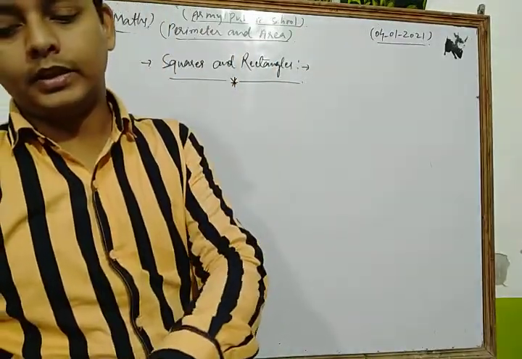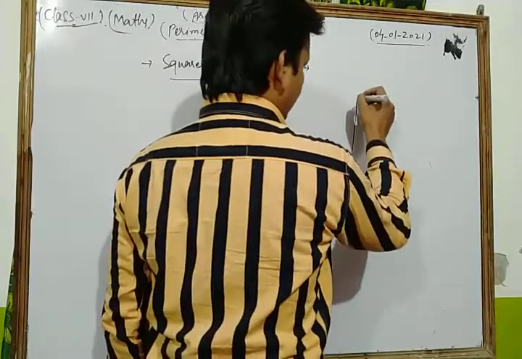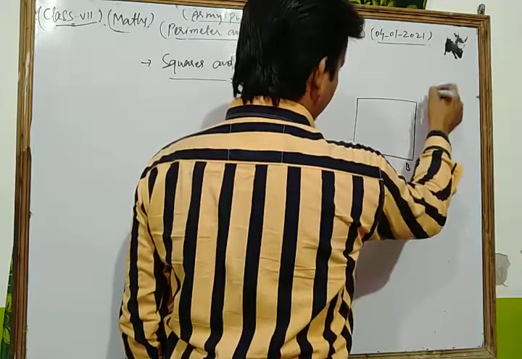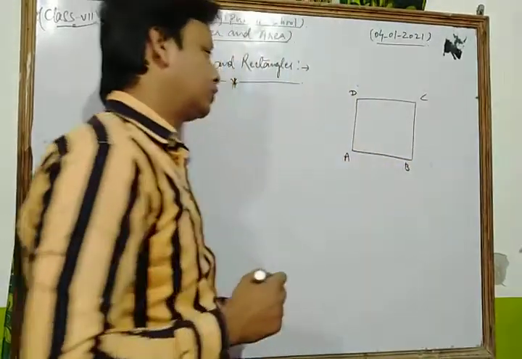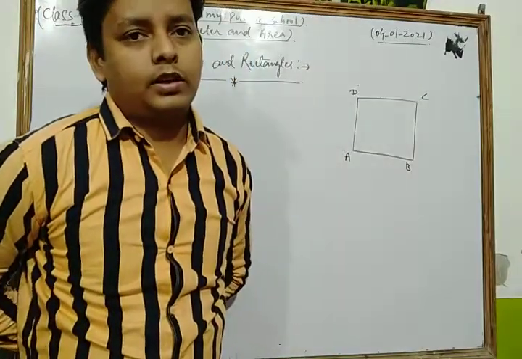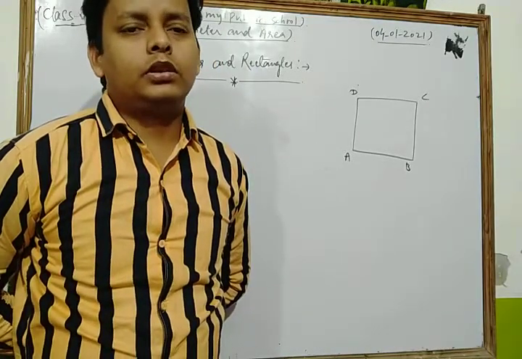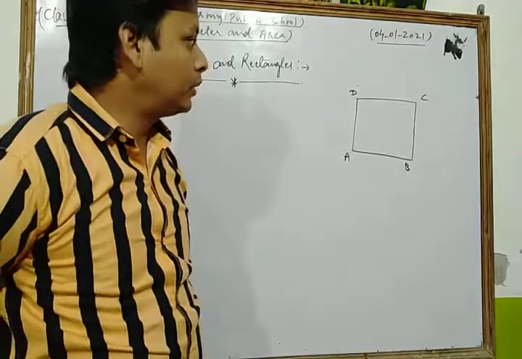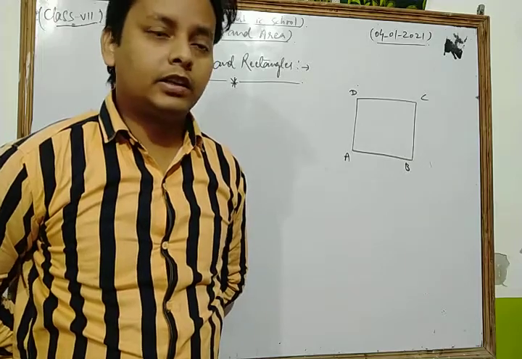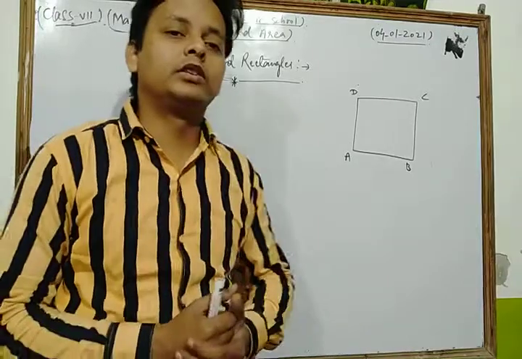We have already discussed this many times, dear friends. Let's see. This ABCD is a square. Dear friends, here we discuss squares and rectangles. First of all, we discuss squares. Dear students, a square is a special type of quadrilateral in which all of its sides are equal to each other.